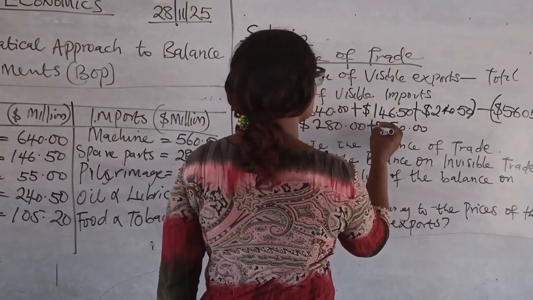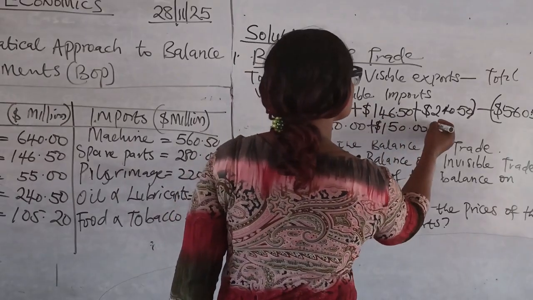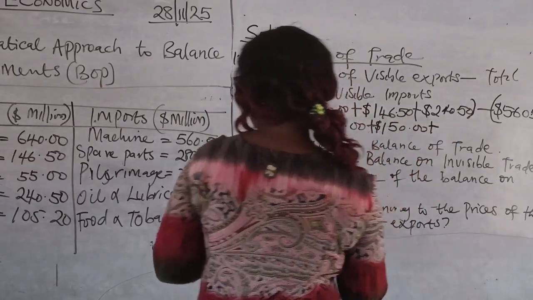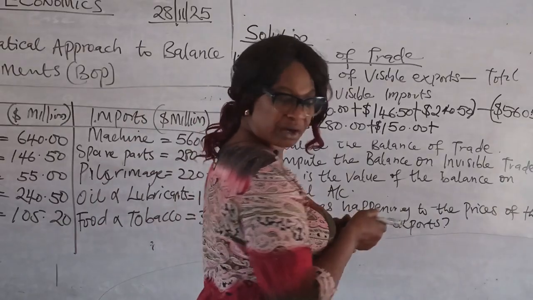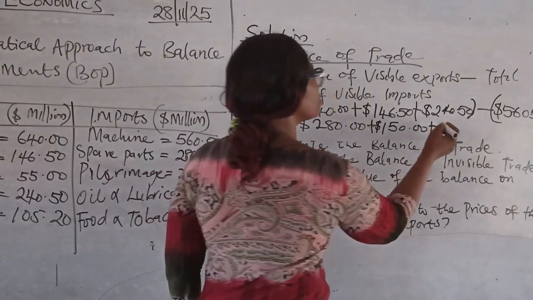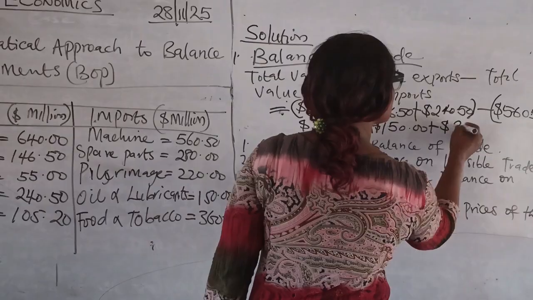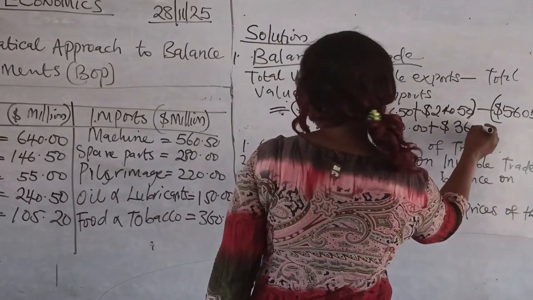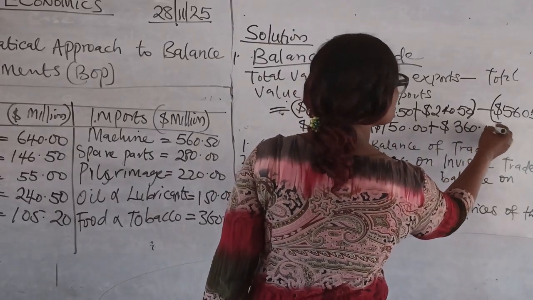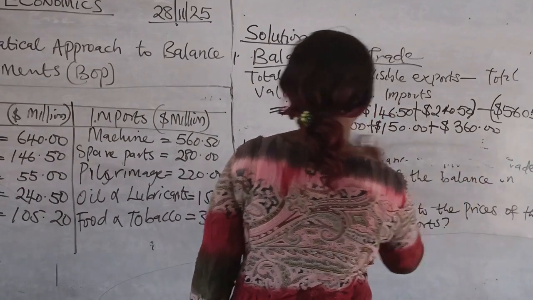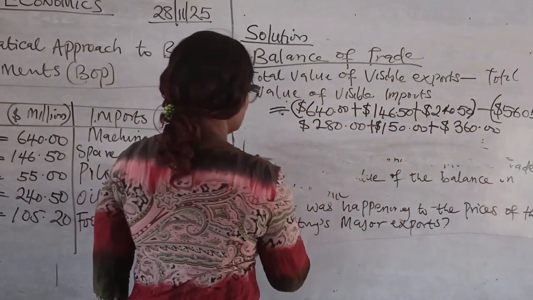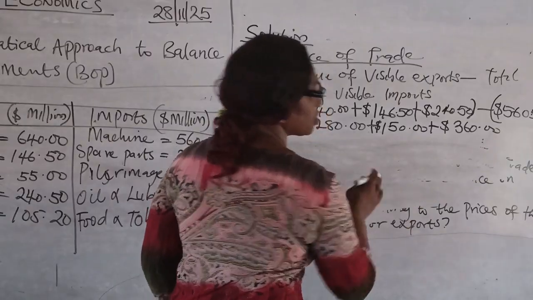$150.00 million, $1,000,000 plus food and tobacco. That is $360.00. So if you are with your calculator, you add.